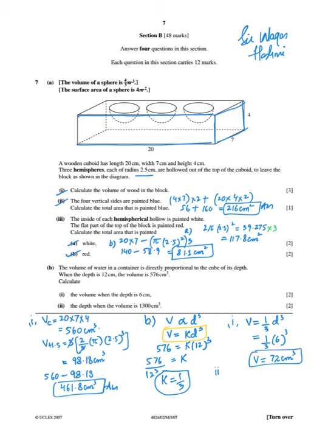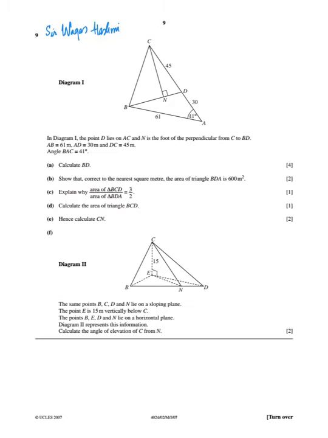For the second part, it says the depth when the volume is 1300. Again, we are using the same equation. So 1300 equals 1/3 times d cubed. So 1300 times 3, and we need to find the cube root. That will be 15.74. We need to find a cube root, and then the answer will be 15.74, and that is the completion of this question.